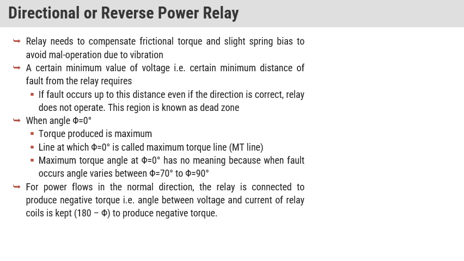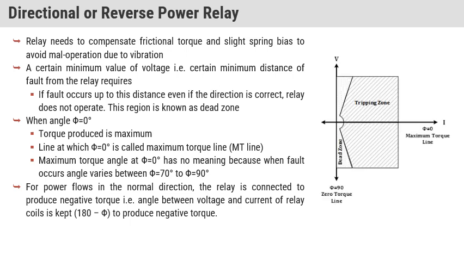A certain minimum value of voltage, and a certain minimum distance of the fault from the relay, is required. If a fault occurs up to this distance, even if the direction is correct, the relay does not operate. This region is called the dead zone. So there are some dead zones, and this is the tripping zone. In the figure you can see that here we have a dead zone, and this is a tripping zone.